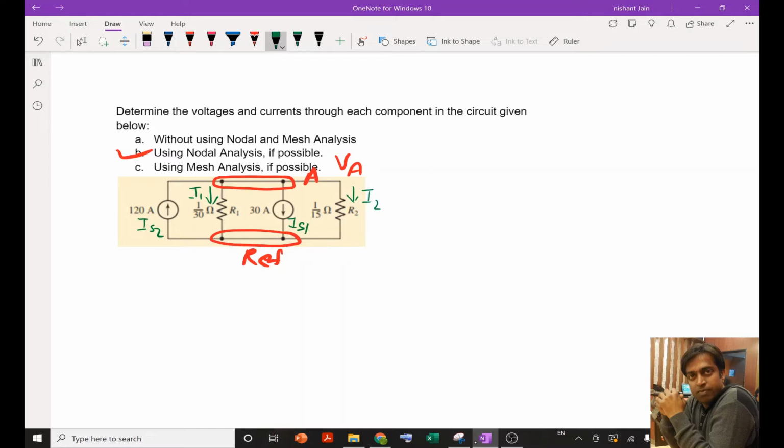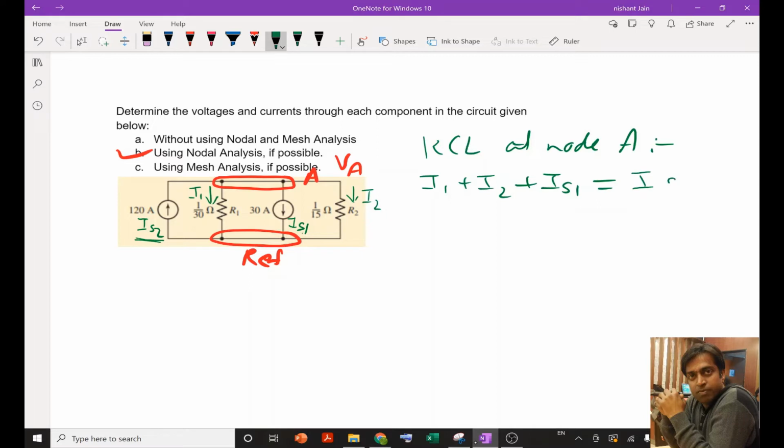Now if I apply KCL at node A, then you can see that at node A there are three currents, I1, I2 and IS1, which are coming out of the node. So I can write I1 plus I2 plus IS1 equals, and this IS2 current is going towards node A, so it will be equal to IS2.